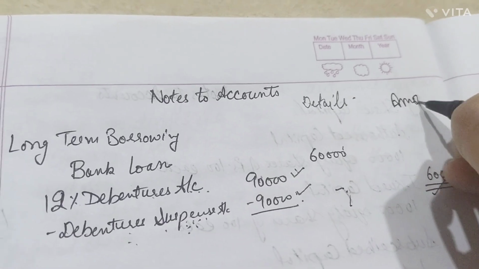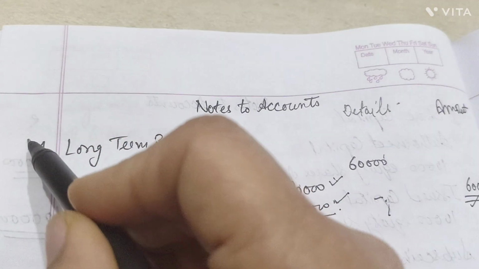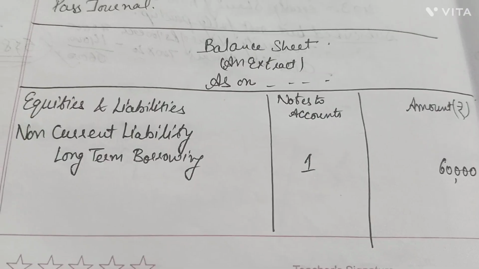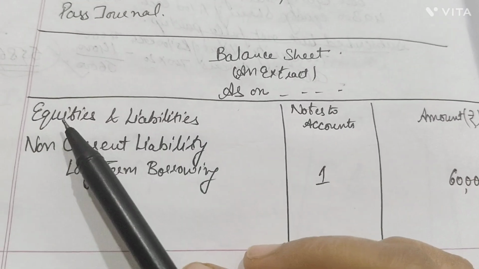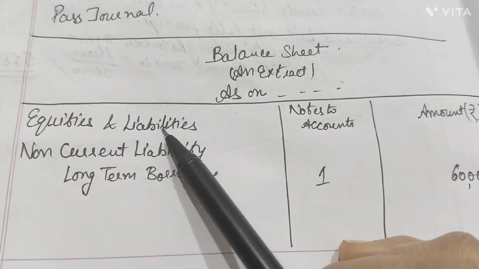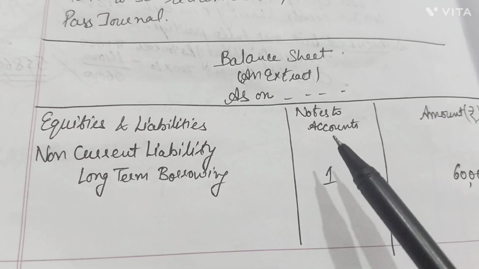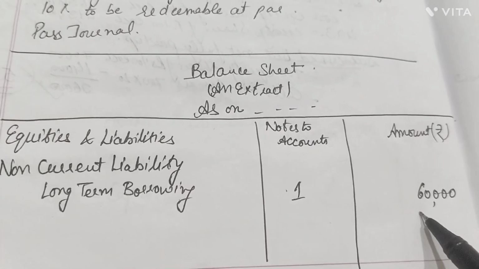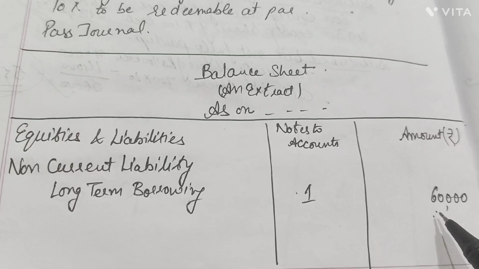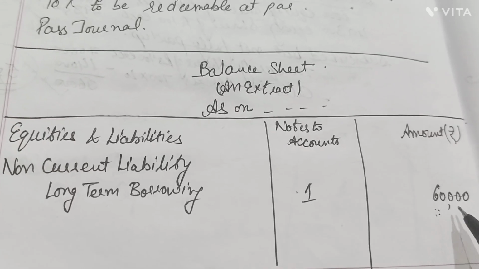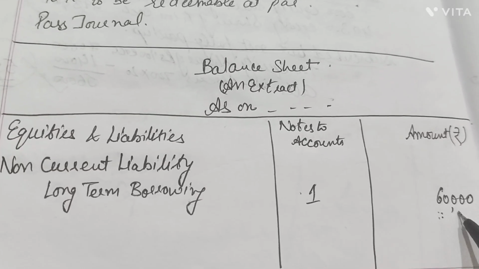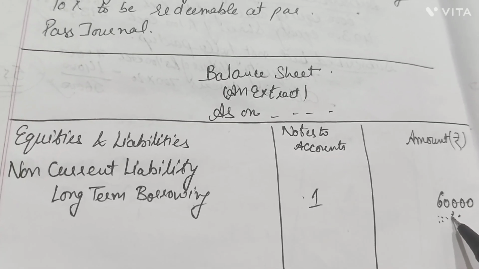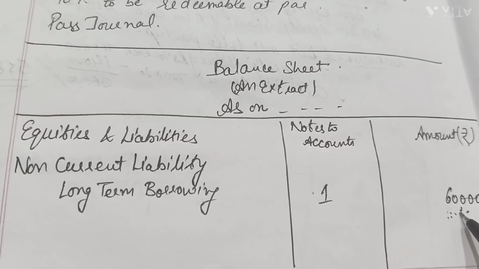This total amount of rupees 60,000 is carried to the balance sheet for the notes to accounts 1. Let's see how it is shown. In the balance sheet here, we have shown equity and liabilities. On the liability side, under non-current liabilities, from notes to accounts number 1, long-term borrowings were of rupees 60,000. Now mind you, for showing the long-term borrowings, we have shown only the value of rupees 60,000 as a bank loan, because actually we raised a bank loan of rupees 60,000 and debentures were given as a collateral security.